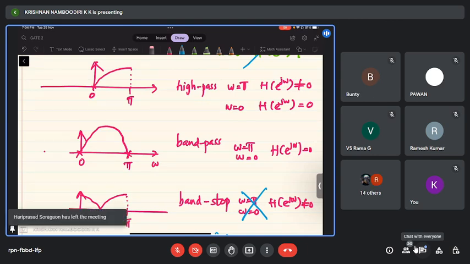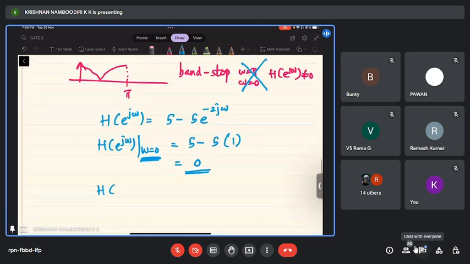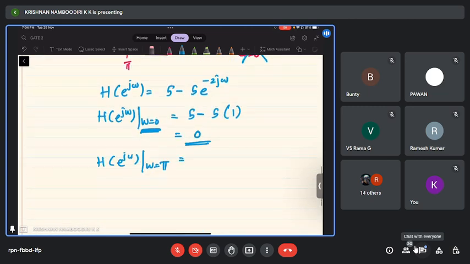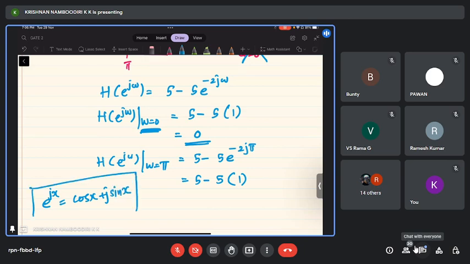How can we see that? We need to substitute omega equal to pi in H of e power j omega. If it is equal to 0, then this will be a band pass filter. If it is not equal to 0, the filter will be a high pass filter. So now it is equal to 5 minus 5 e power minus 2j omega at omega equal to pi. So 5 minus 5 e power minus j 2 pi is nothing but 5 minus 5 times 1 again. Here e power jx equals cos x plus j sin x, Euler's formula that everybody must know. So this is equal to 0.